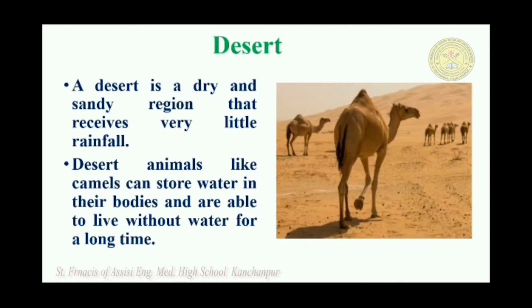So now next topic is desert. So a desert is a dry and sandy region that receives very little rainfall. So desert also covers approximately 1/5 of the Earth's land, and it can be found on every continent. So desert is usually hot during the day and cold during the night. So desert animals also have special features to adapt themselves to live there.